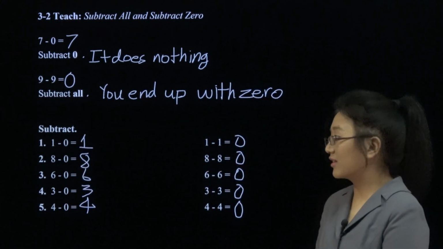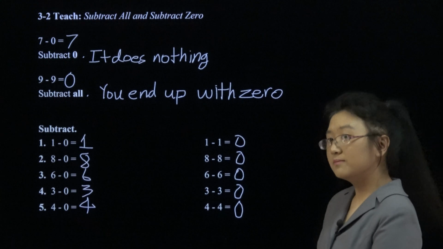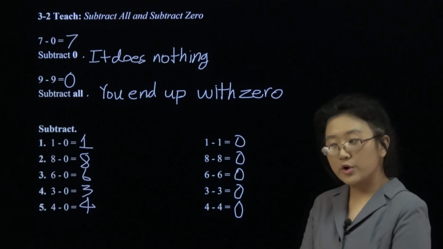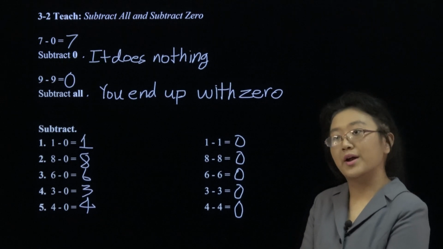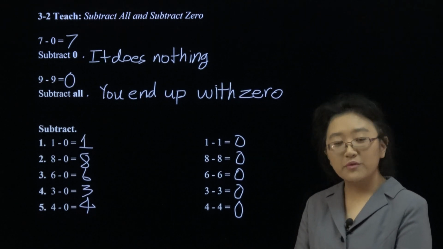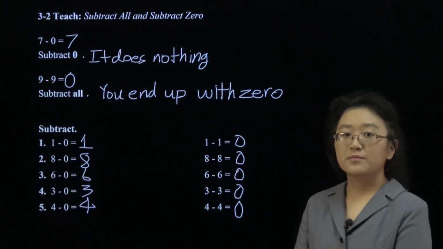So that was subtract 0 and subtract all. You take away nothing or you take away everything. All or nothing. Now, let's move on. Or you can take a break.